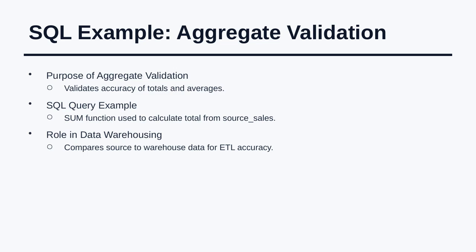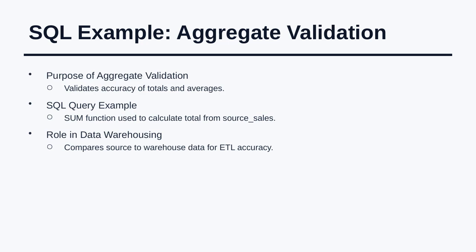When we talk about aggregate validation in ETL testing, we're focusing on ensuring that total values and averages are calculated correctly as data moves from the source systems into the data warehouse. For example, using SQL's sum function, we can add up all sales amounts in the source sales table to get a total. Then, by comparing this total to what's stored in the warehouse, we verify that the ETL process hasn't missed or duplicated any data. This step is crucial because even small errors in aggregation can lead to misleading reports or business decisions.